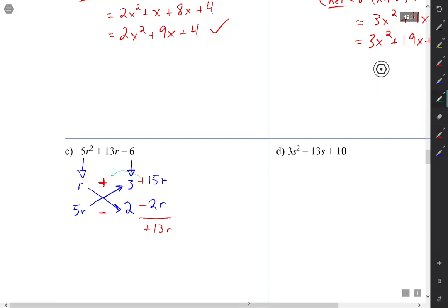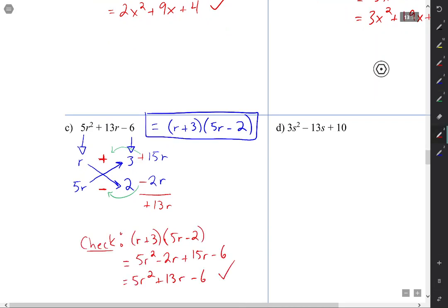If we were to bring those in, so if we were to factor this polynomial, we would get r plus 3 times 5r minus 2. And I just checked the answer using FOIL here, and I got the original expression, so we know we're correct.